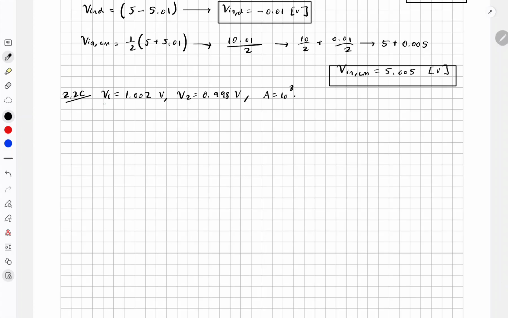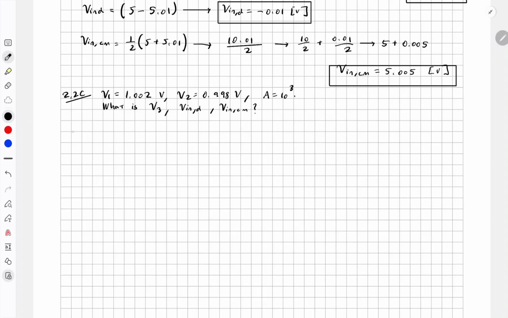So we're asked to find out what is, well, we're trying to find the one that's not the last pin. It would be V3. What is V3? And also, same procedure as before, find V in D, the differential input, and also find out what is V in CM, the common mode input.